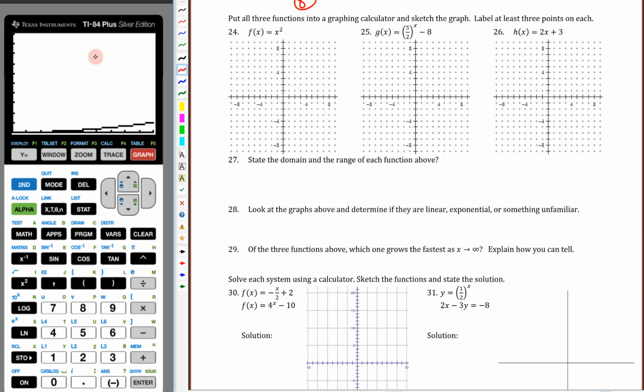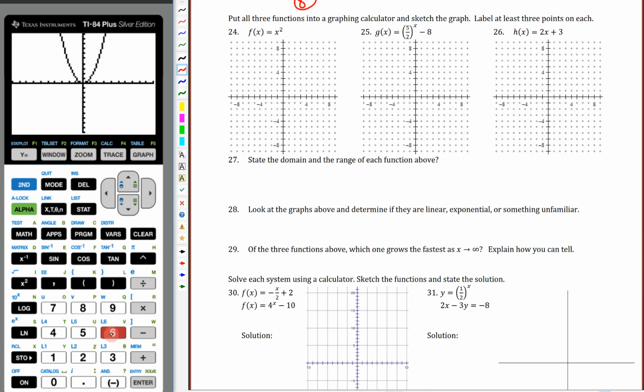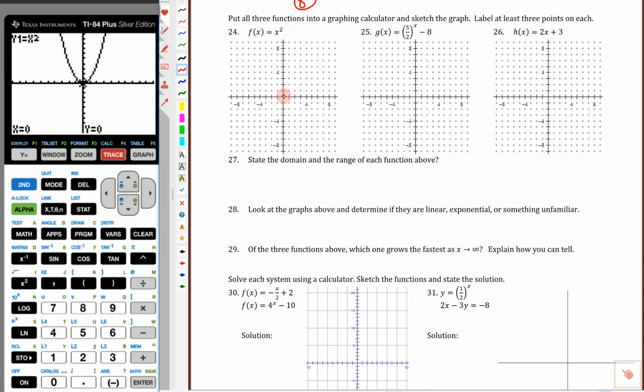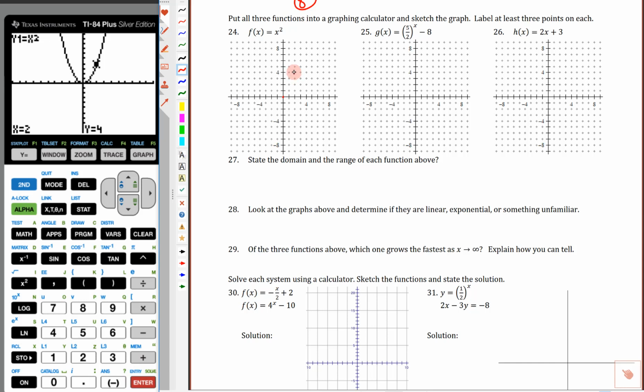We've got this ugly picture right here. I have no idea what this looks like, so we're just going to hit zoom and 6. That'll snap back to the nice negative 10 to 10 in each direction, the standard window, which is pretty close to what we've got right here. I'm going to hit trace. 0, 0 is a point on the graph, so right there. And then we'll come over here. Again, we get those decimal values, so I'm just going to type in a 2.